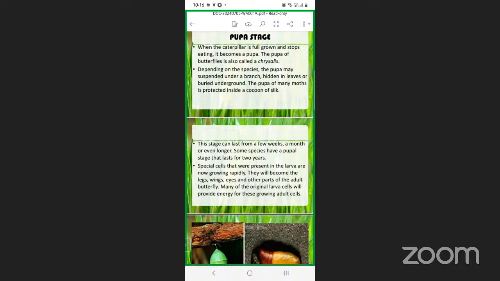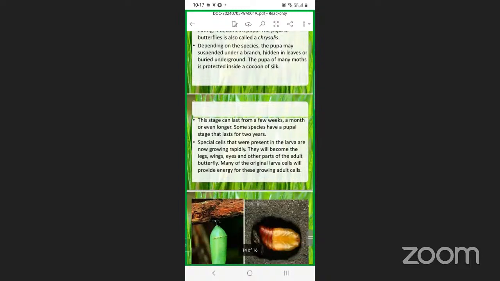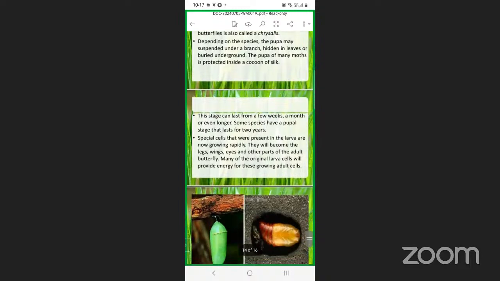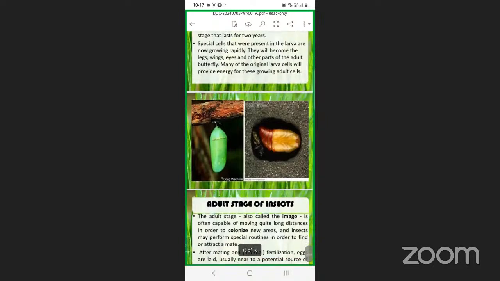Special cells that were present in the larva are now growing rapidly. They'll become the legs, wings, eyes, and other parts of the adult butterfly. Many of the original larval cells will provide energy for these growing adult cells. So this is the pupal stage where we will be seeing the transformation in the pupa.